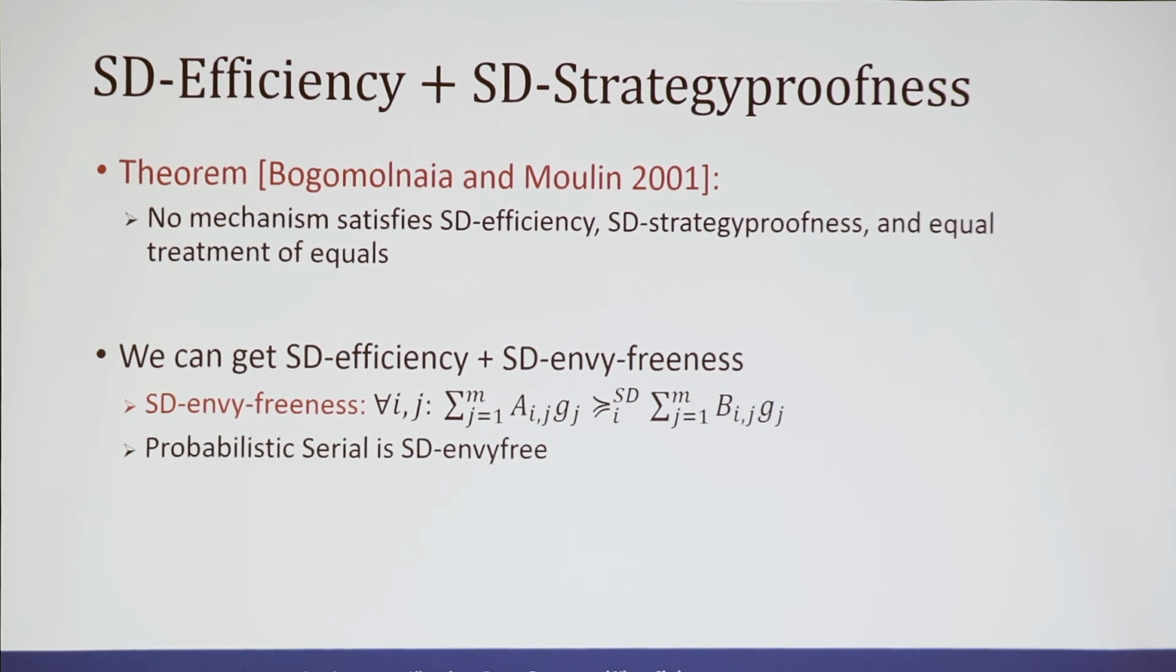A brief note: one thing that you can get in combination with at least SD efficiency is envy freeness as well. This probabilistic serial mechanism is not only efficient but also envy free. I'm not going to show you why that is, but the intuition is that why would I envy what you have? I could have been eating what you were eating anyway.